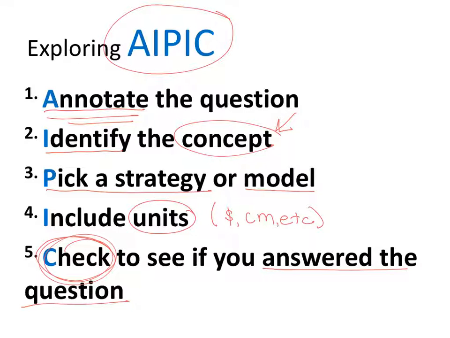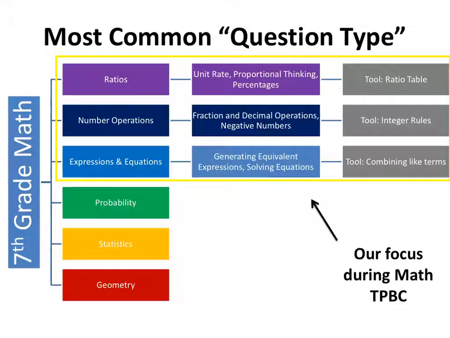So let's go back to this concept. Speaking of concepts, we've spent a lot of time working this year in 7th grade math, and we've covered 6 concepts so far. Of those 6 concepts, 3 of them, ratios, number operations, and expressions and equations, you're going to see a lot on the state test. So we're going to focus on these 3 today during our test prep boot camp to make sure we know when we see this type of question.